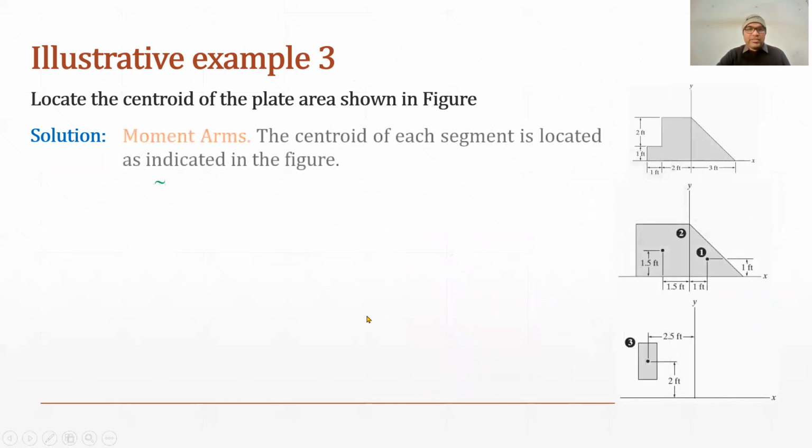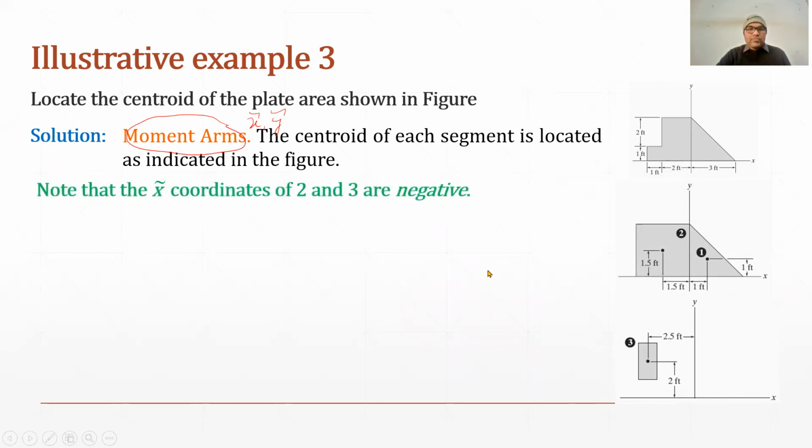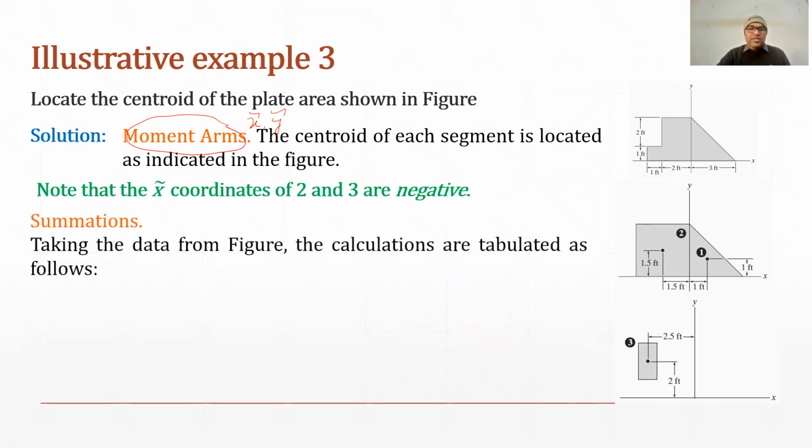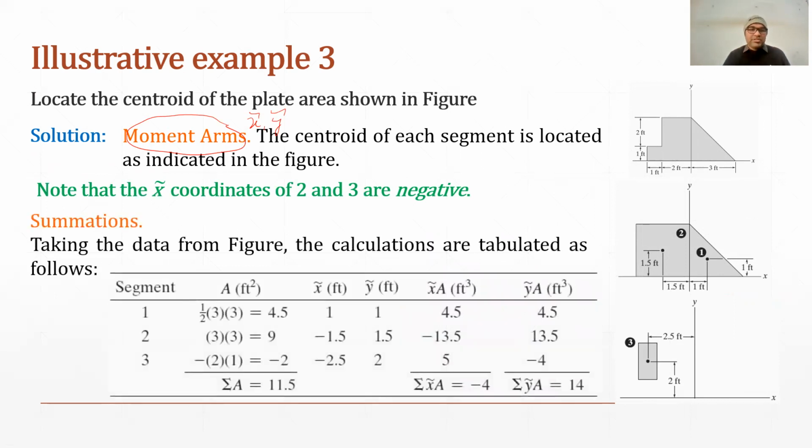Now I will be showing you that. So as I said, we will be calculating moment arms. So moment arms are basically x approx, y approx. So we have already calculated in the previous slide. So now we will tabulate all these values, and we also need to sum those values to find out the x and y bar coordinate of the whole figure. So here you can see I have tabulated this.